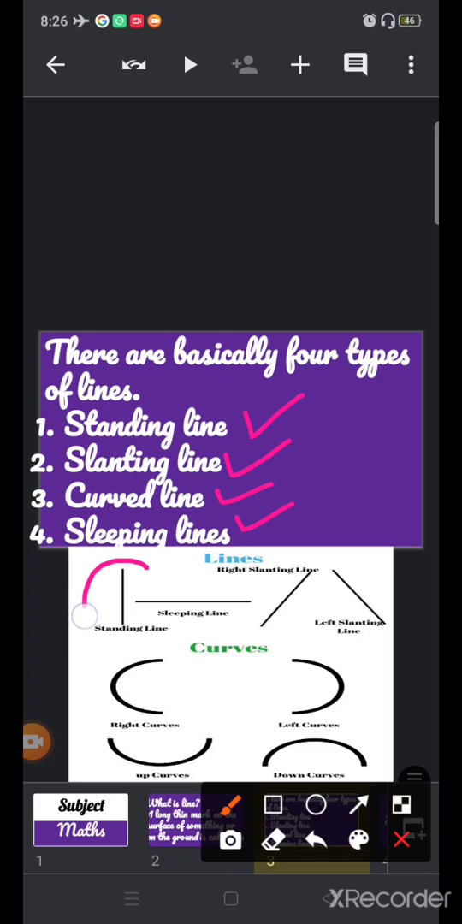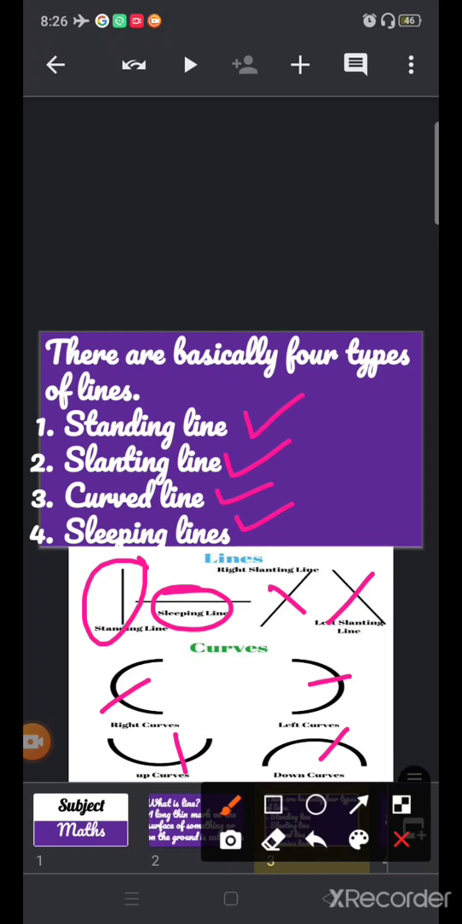This is a standing line. Then this one is a sleeping line. These two are slanting lines and these are curved lines. This is a curved line, this one is a curved line, this is also a curved line and this one is also a curved line. So basically, how many types of lines are there? There are 4 types of lines.